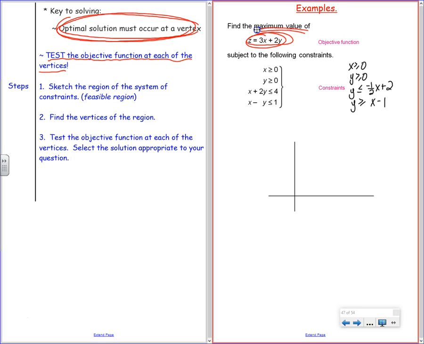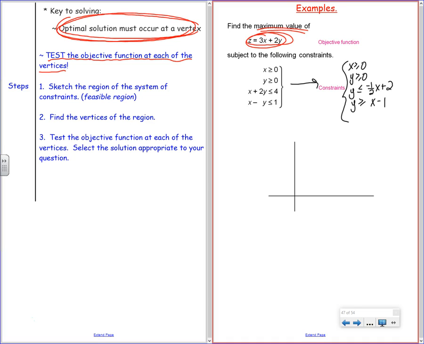Pause and consider, why did I just take all 4 of those and rewrite them? I can graph mx plus b a lot easier. Has anybody checked my solving for y? Does it look good? Why did this become a greater than or equal to? I divided by the negative. Does that make sense?